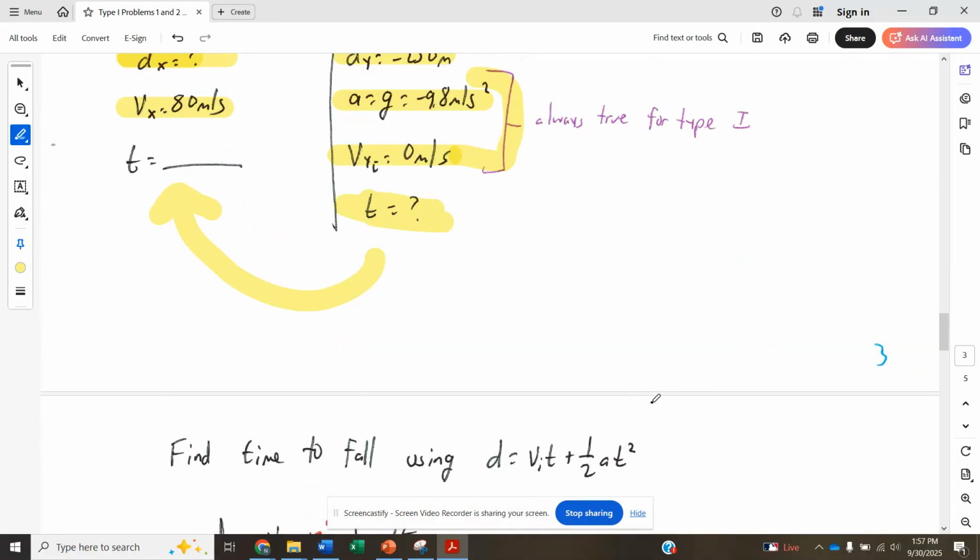So go ahead and see if you can take a moment to find the time to fall using the fourth equation on your equation sheet. And you can pause the video and resume when you're ready to see it worked out.